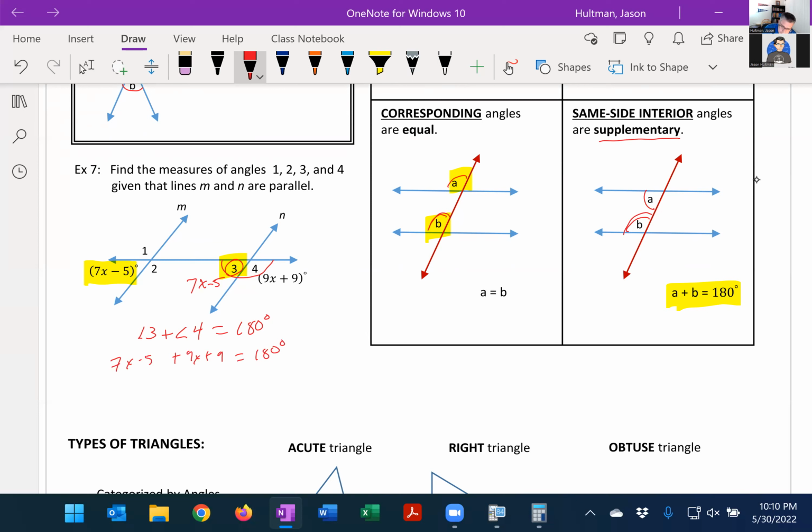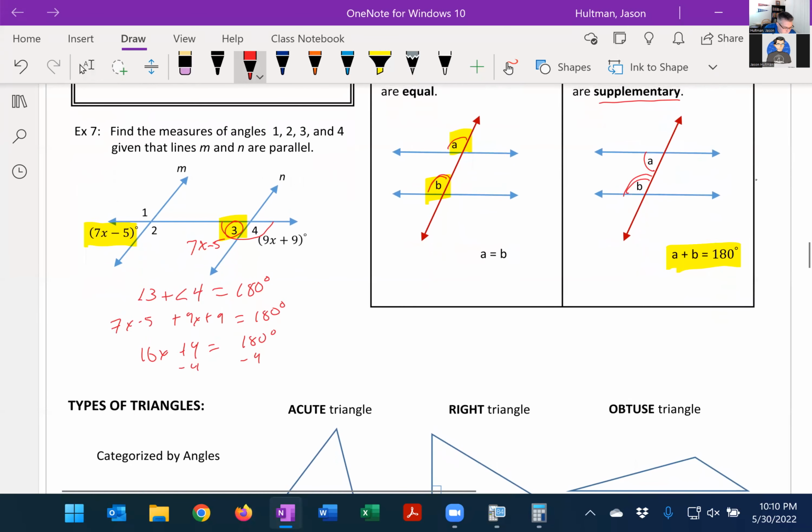And we get 16x plus 4 is equal to 180. I'm going to subtract 4. I get 16x is equal to 176. Divide by 16. And I get x is equal to 11. Okay, so we know x is equal to 11. That doesn't tell us what the angles are. It just tells us what x is.